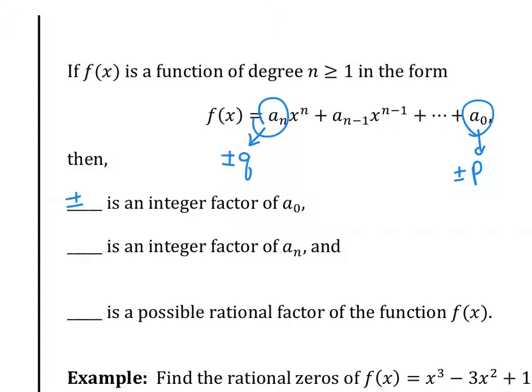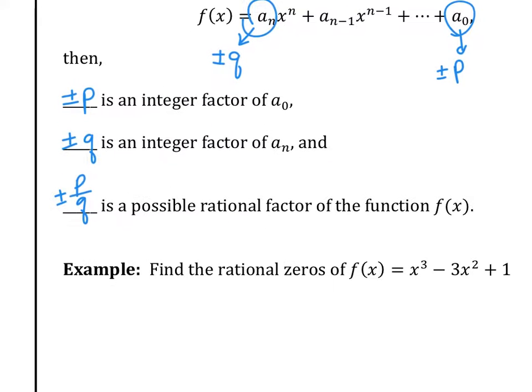This is the plus or minus p, plus or minus q. So the possible rational factors are plus or minus p over q. This is what we did last year. It took a long time. So plus or minus p over q gives the possible rational factors of f of x. Now, it says it's possible because not all of them will work, or maybe none of them will work.